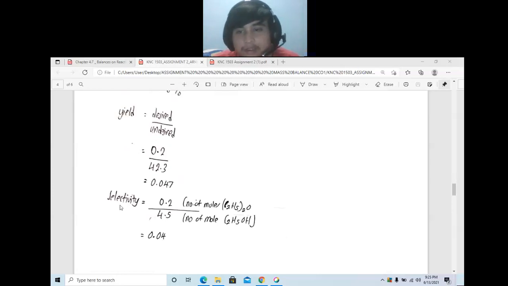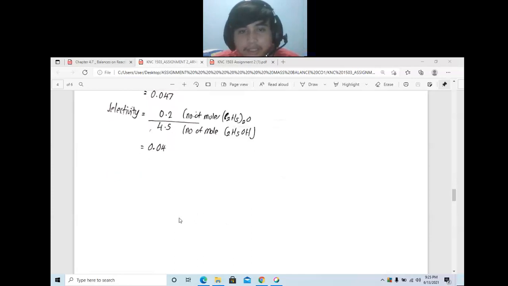Therefore, next is the selectivity. The selectivity I'm using is the number of moles of C2H4O divided by the number of moles of ethanol, C2H5OH. So you can get the selectivity.